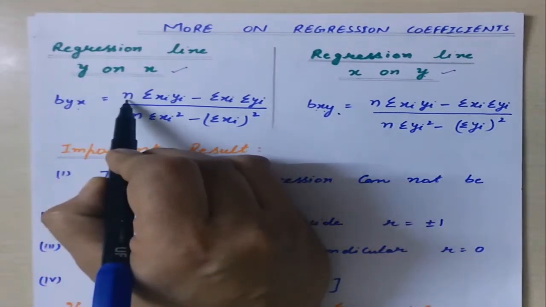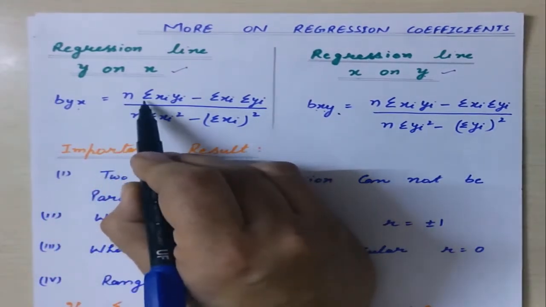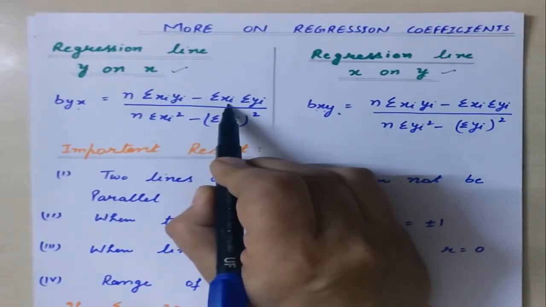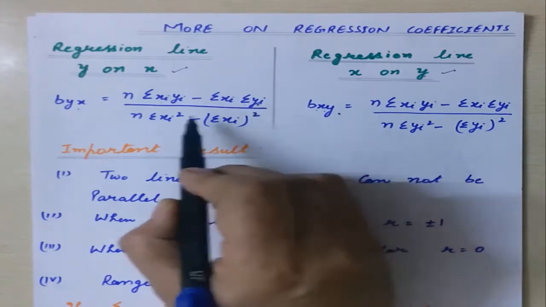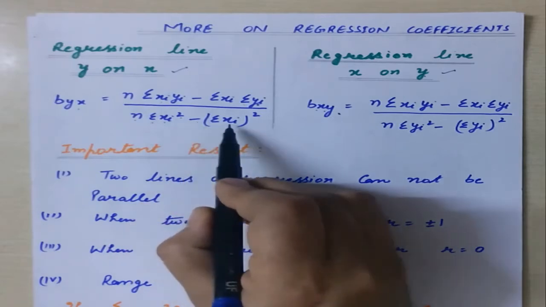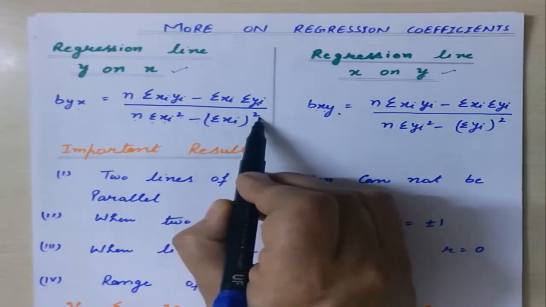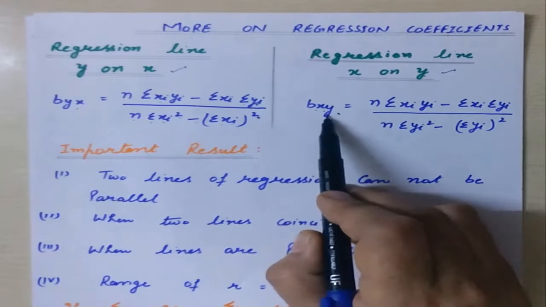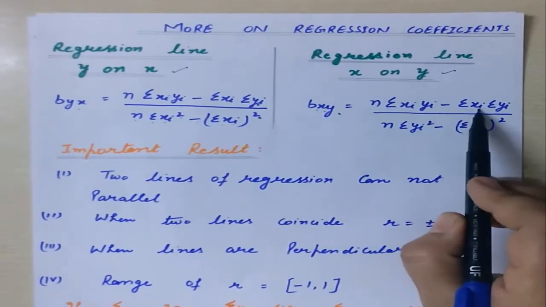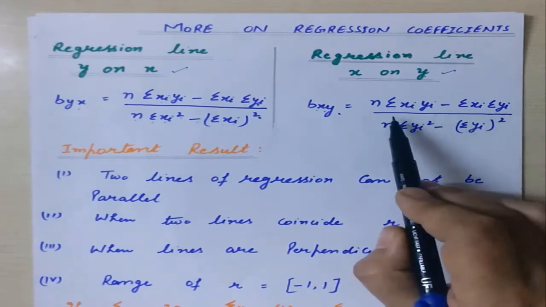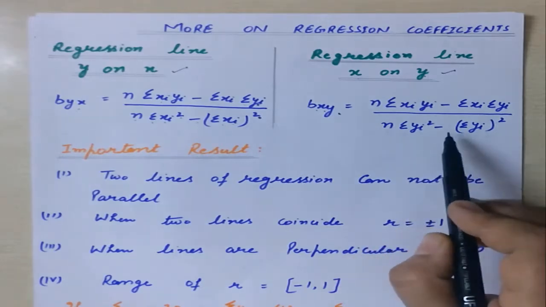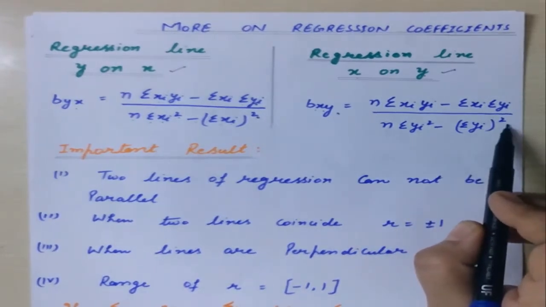n means the number of terms. byx is equal to n sigma xi yi minus sigma xi sigma yi divided by n sigma xi square minus sigma xi whole square. Same case, bxy is equal to n sigma xi yi minus sigma xi sigma yi divided by n sigma yi square minus sigma yi whole square.